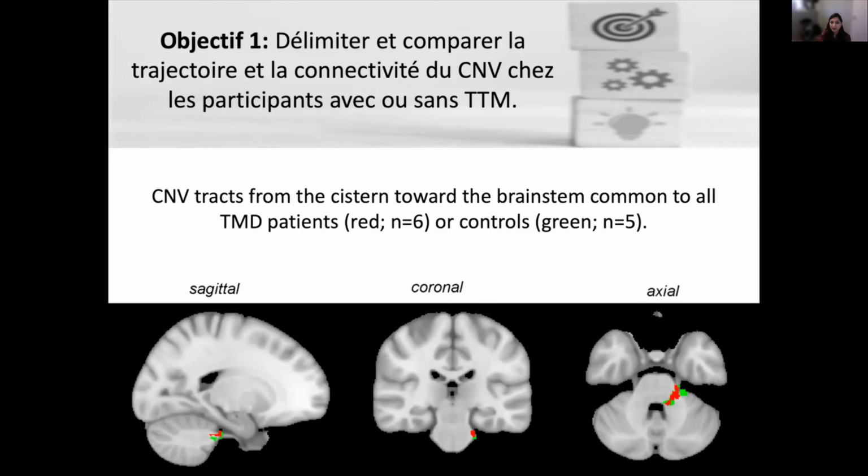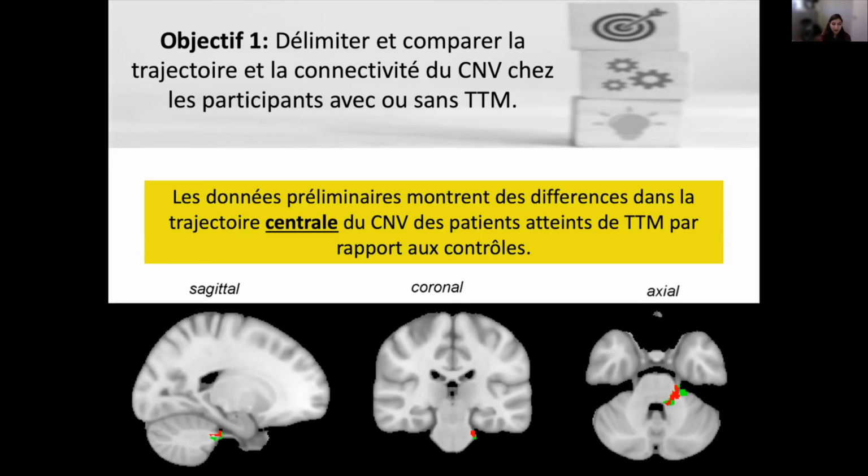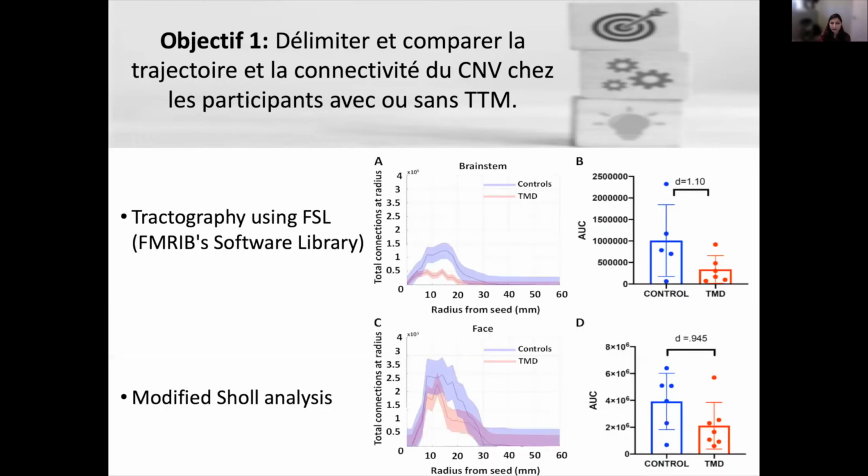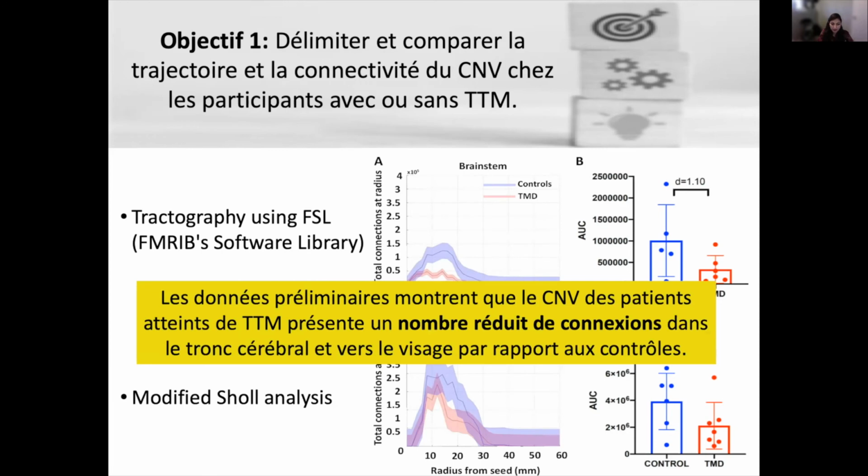If you look here, the red is our patient population and the green is our control population, and you can see less connectivity in the patient population compared to control. So our preliminary data shows a difference in the central and peripheral trajectory of the CNV in patients. Here we have done some analysis with quantified tractography. It also shows a difference between control and TMD, with connectivity reduced compared to control. So we have a reduced number of connections in the patient population compared to our control.